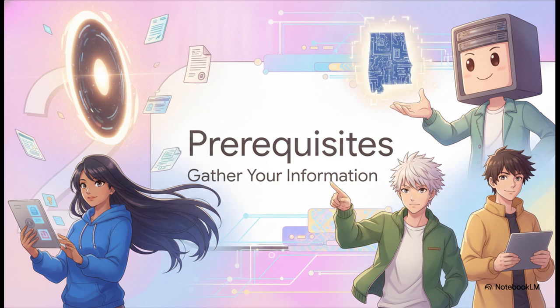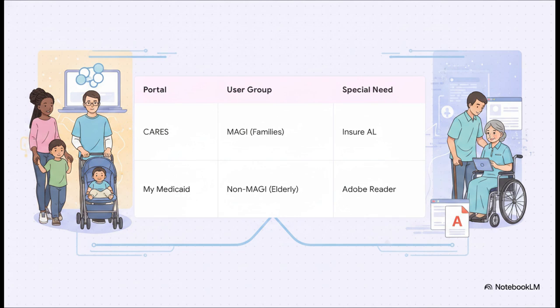Moving right along to Section 2, Prerequisites for Online Renewal and Gathering Your Information. Okay, before you even jump online, you absolutely need to know which digital portal applies to you. Alabama uses a bifurcated, or two-path, system. If you're looking at families, pregnant women, and children, you're going to use the CARES portal via Insure Alabama. On the flip side, if you're elderly, blind, disabled, or in long-term care, you've got to use the My Medicaid recipient portal. It's super important to get this right because choosing the wrong portal will definitely delay your application.